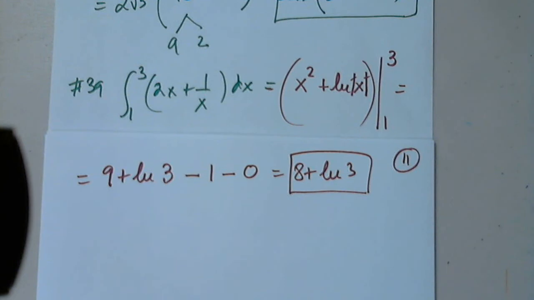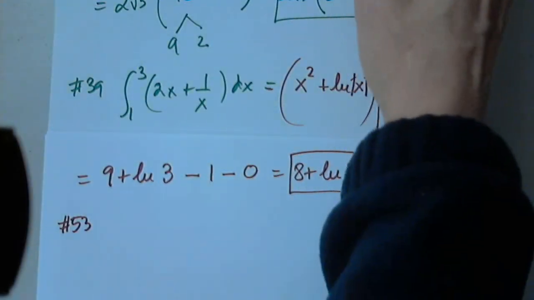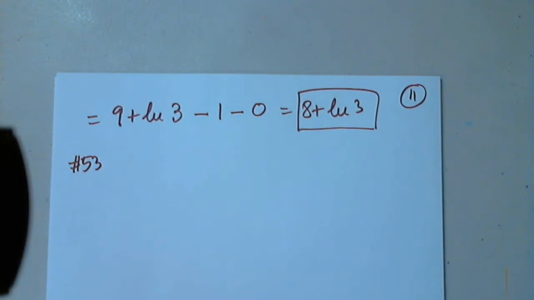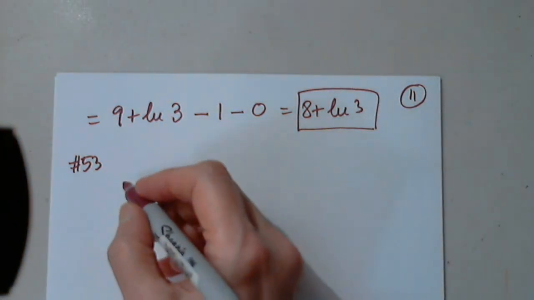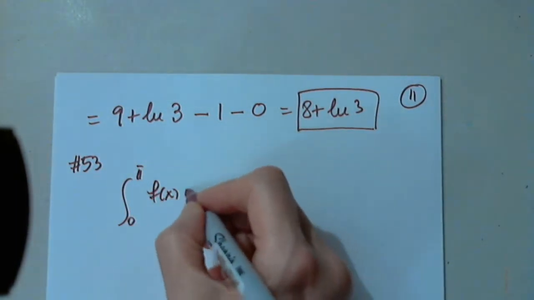Okay, this is not the last chance. We'll have other examples. Let's look at also 53. And then we're going to go back to Fundamental Theorem of Calculus Part 1. So in 53, we're asked to find the integral from 0 to pi of f of x dx.